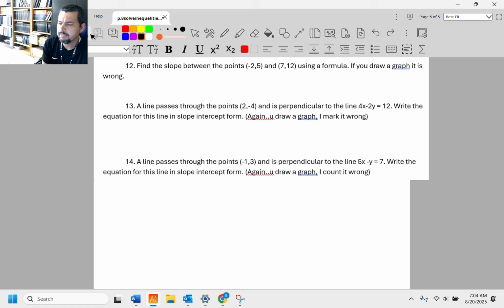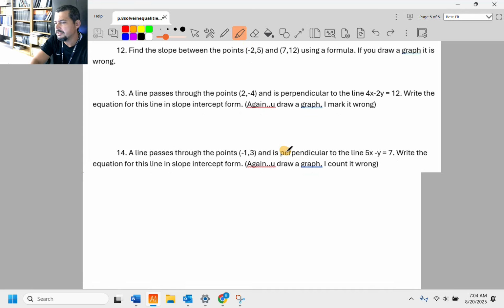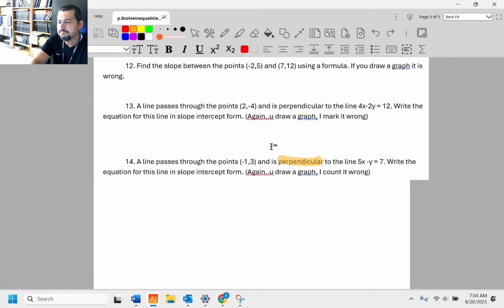Anywho, I'm not going to do a whole lot of your homework. I'm going to do number 14. A line passes through the point -1, 3 and is perpendicular. So I see that keyword perpendicular. And every time I see the keyword perpendicular, I think opposite reciprocal slopes. Opposite reciprocal slopes.